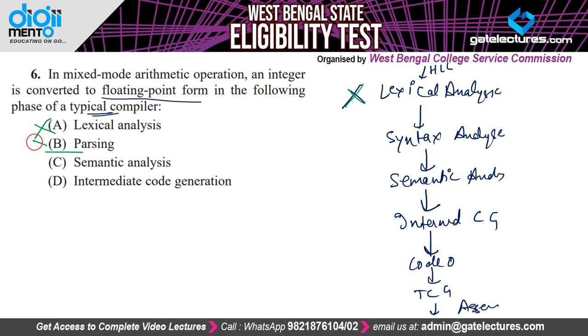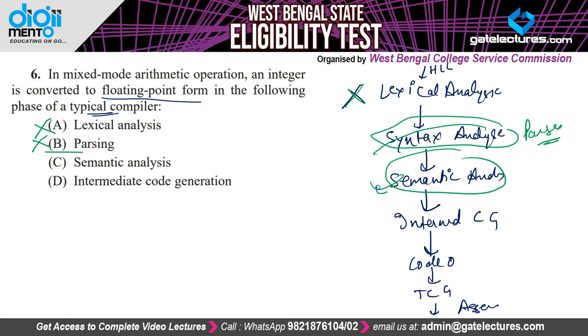Option B, parsing, is also wrong, because parsing is just checking whether the program is correct or not. I mean, it will create a parse tree, but it is not converting anything. But option C is semantic analysis. In the semantic analysis phase only, an integer is converted to a floating point number. Only in this phase we perform some action. Otherwise, in the first two phases, we do not perform any kind of action like this. They are just checking whether the program is correct or not. So option C is matching, and option D is wrong, because intermediate code generation gives us a 3 address code, but it does not change it. So the correct answer is option C here.